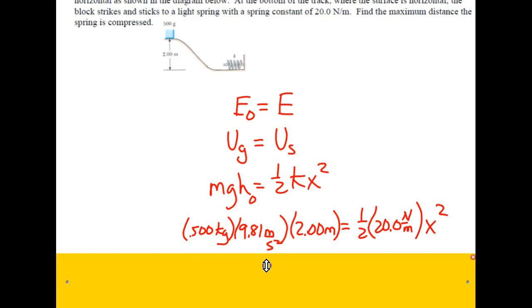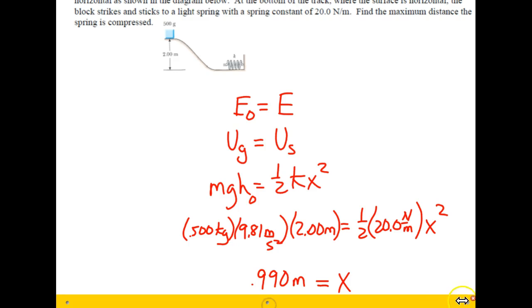We go ahead and substitute. We have a 0.5 kilogram mass, 9.81 meters per second squared, at a height of 2.00 meters, equals 1/2 spring constant, given in the problem as 20.0 newtons per meter, times x squared. Do the algebra and solve for x. Don't forget to take the square root. And we get 0.990 meters to 3 digits.